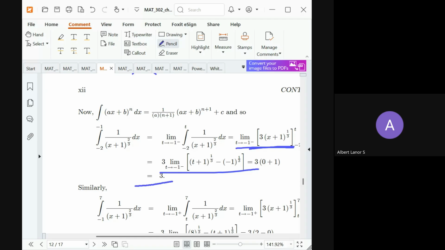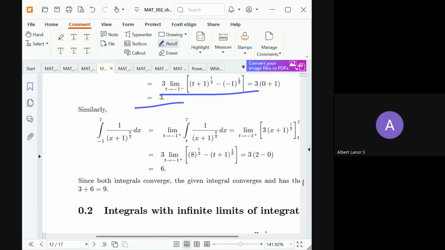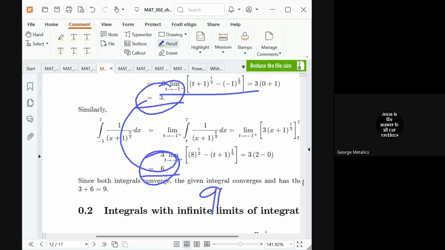Now, the first part is 3. Similarly, you can go through, and the second part is 6. Then the integral will be the sum of the two of them, the 3 plus the 6, which is equal to 9.